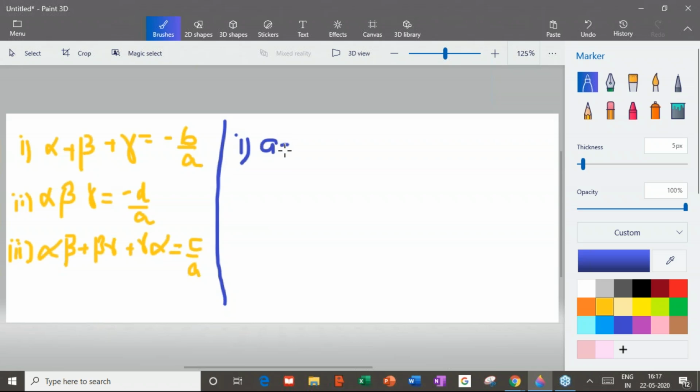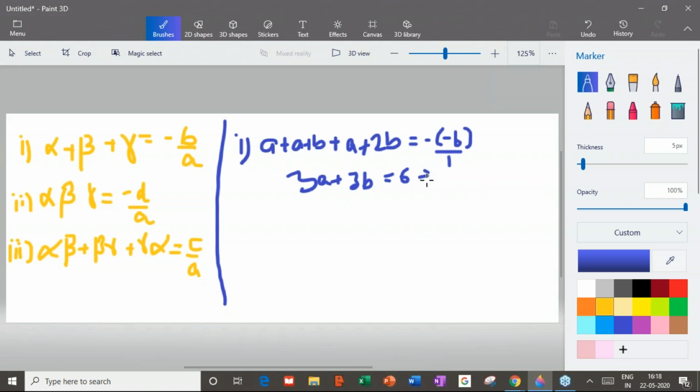What is it? a plus b plus a plus 2b is equal to minus b by a. So I'm just directly putting the value here, which is nothing but minus of minus 6 by 1. Correct? So 3a plus 3b is equal to 6, or what do you get? a plus b is equal to 2, or you can write b as 2 minus a. Correct?